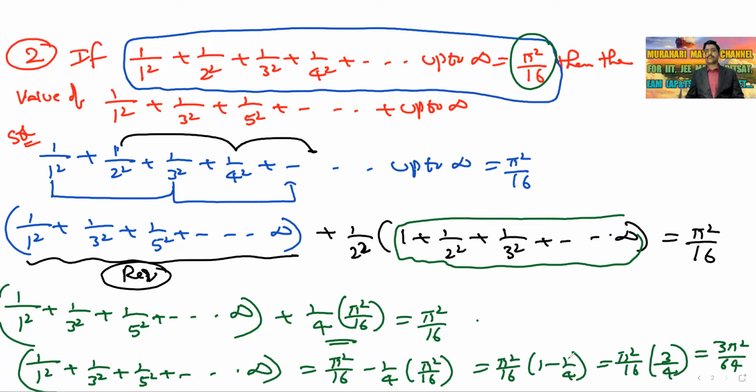Three pi square by 60, 16 4 is 64. Okay. So let us go to the next problem.